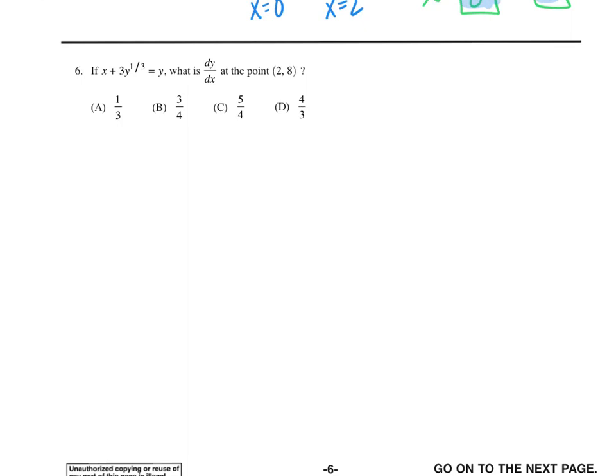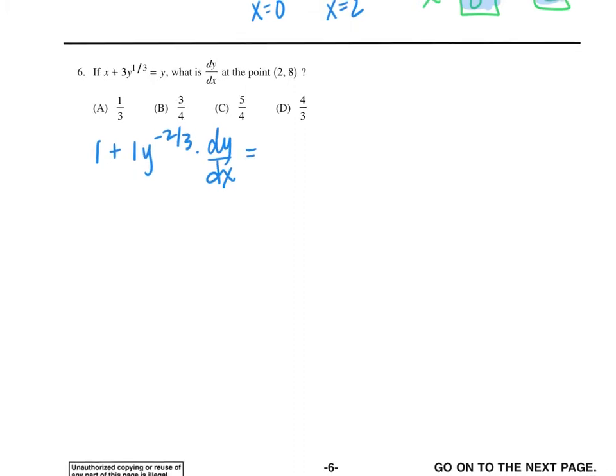Okay, if we continue on, number 6, when they ask for the derivative, we're going to say, all right, the derivative of x with respect to x is 1 dx dx. The derivative of 3y to the 1/3 would be 1y to the -2/3 times the derivative of y with respect to x, that is dy dx. And this is implicit differentiation that we're reminding ourselves about. Again, if that's equal to the derivative of y, which is 1 dy dx again. Very hard to remember those.